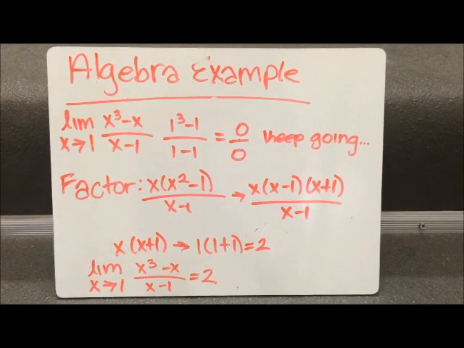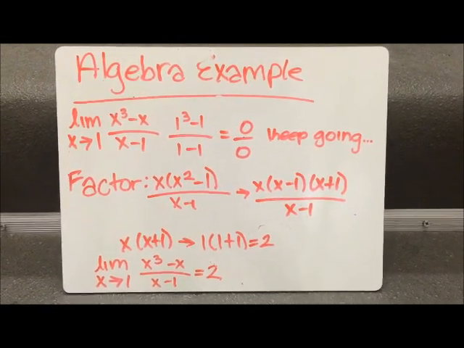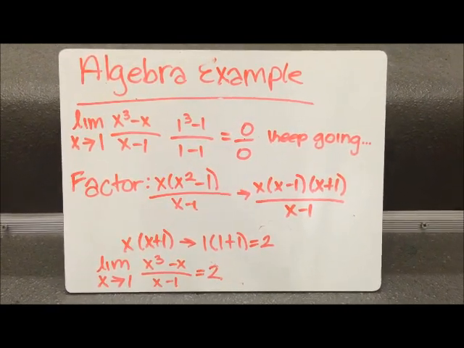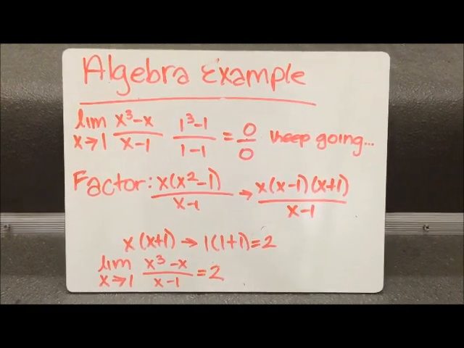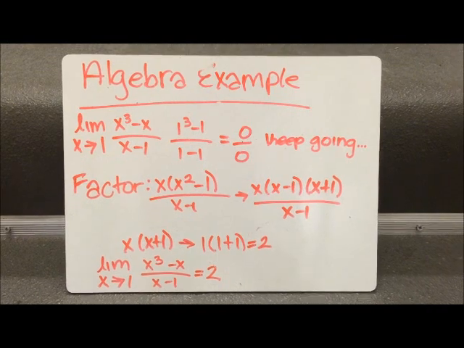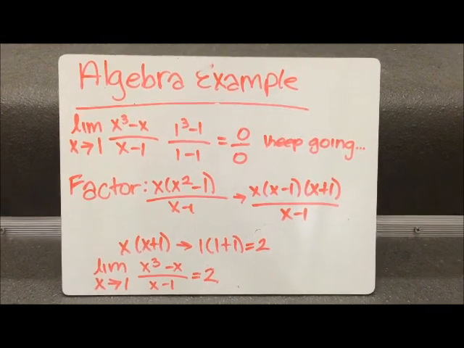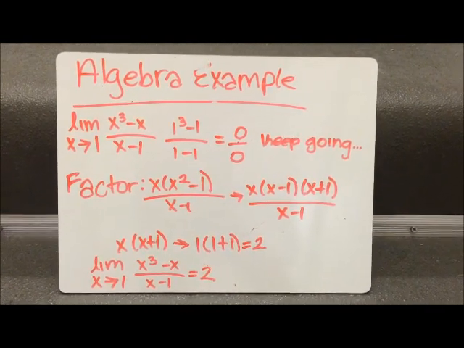After you factor everything out, you eventually get x times x minus 1 times x plus 1, all of that over x minus 1. The x minus 1s will cancel, so you'll get x times x plus 1, which will eventually lead you to 2, so the limit of that entire problem is 2.